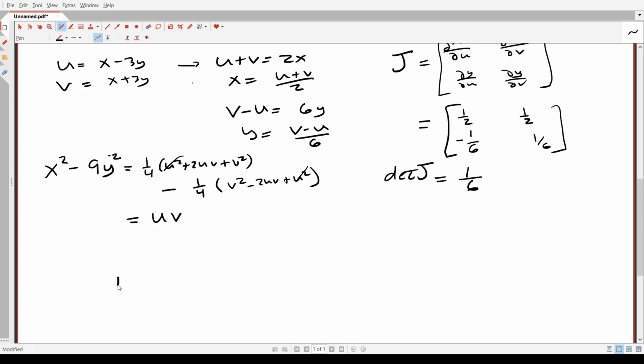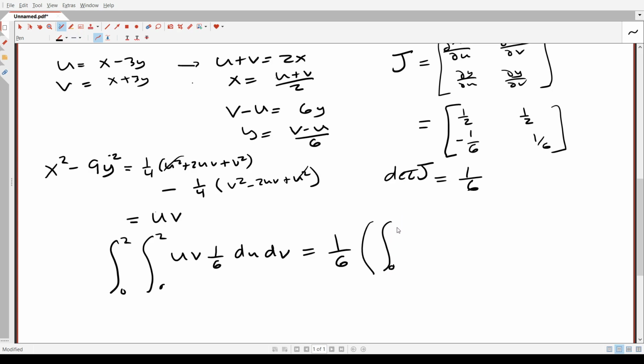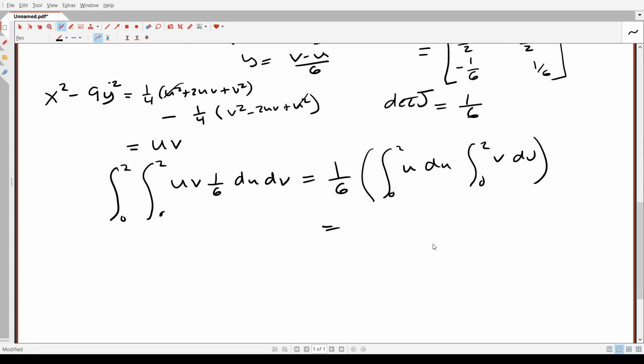So that's my function in terms of u and v. Now to put it all together, I need to integrate my bounds from 0 to 2, integral from 0 to 2, uv multiplied by the determinant of the Jacobian, 1/6, du dv. So this is separable, so this is the same as integral 0 to 2 of u du, integral 0 to 2 of v dv. So this is going to be the same, so I just need to evaluate it once. Integral from 0 to 2, that's going to be u squared over 2. We plug in 2, we get 2. Times 2 times 2, that's going to be 2/3.